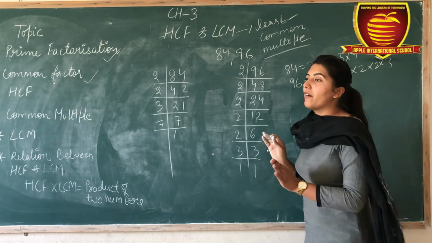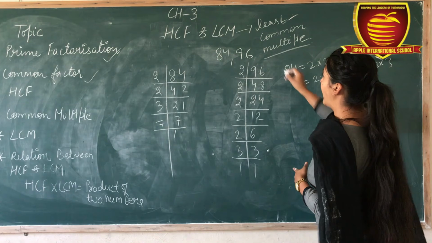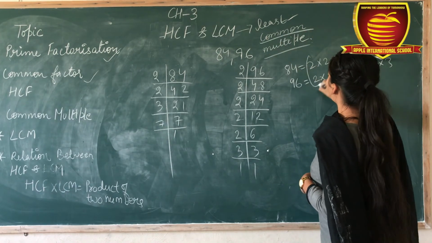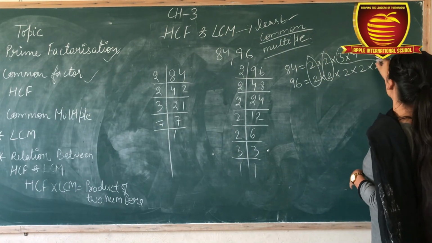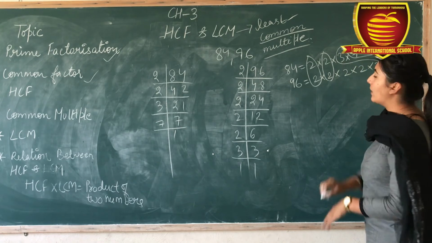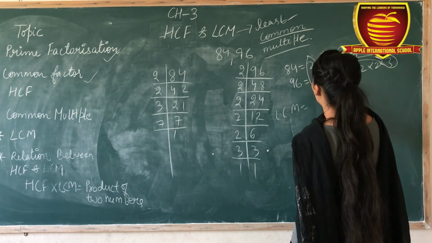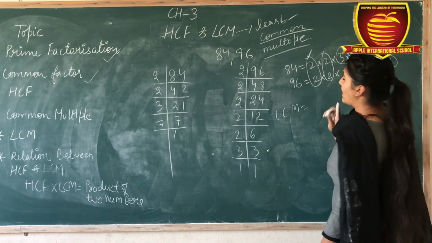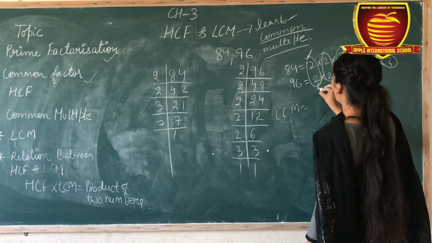The lowest or least common multiple. Firstly, we have to find out the common factors: 2, 2, next is 3. So for the LCM, firstly we write the common numbers once, as a 1.